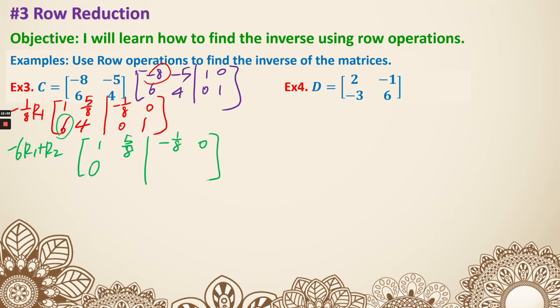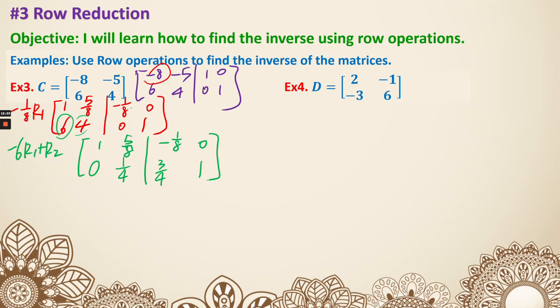5/8 times -6 is a negative 15/4. Plus a 4 is going to give us a 1/4. And then the next one, -1/8 times -6 is a positive 3/4. Adding a 0, 3/4. Lastly, 0 times whatever, then plus a 1 is going to stay a 1.